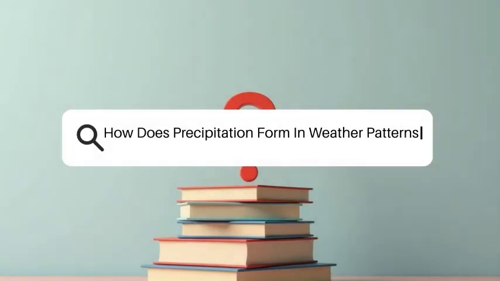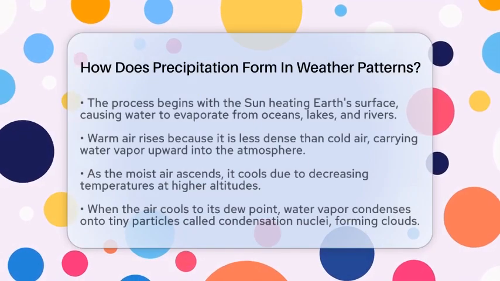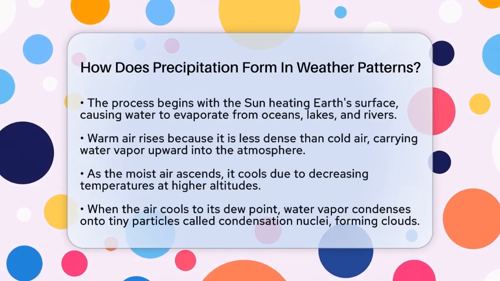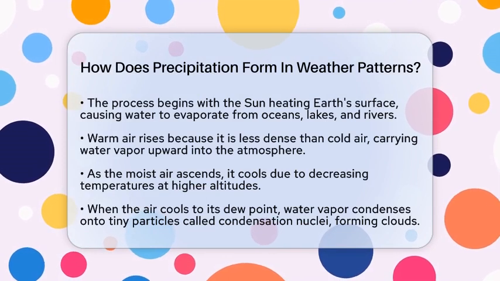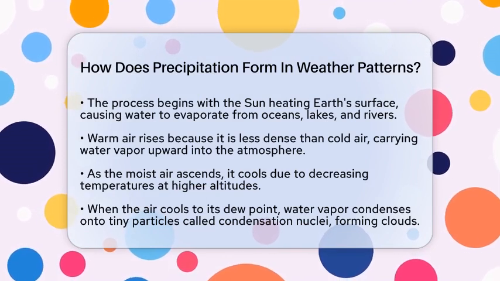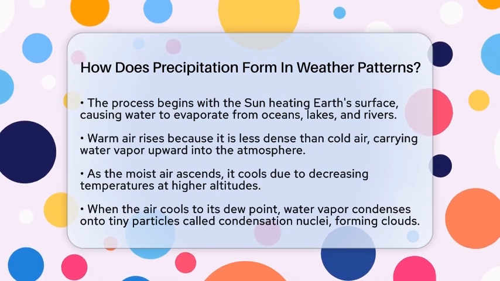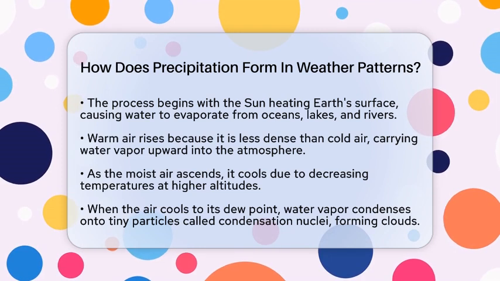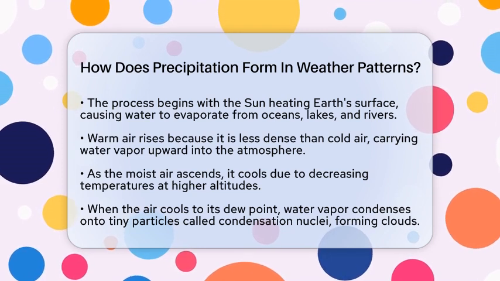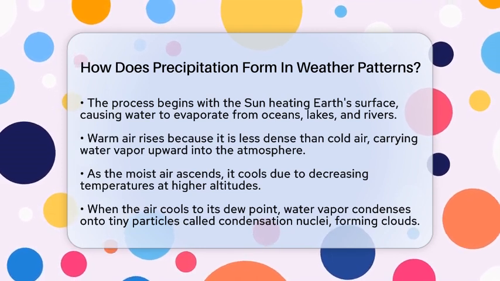How does precipitation form in weather patterns? Imagine a clear sky suddenly turning dark as clouds gather and rain begins to fall. Have you ever wondered how those clouds decide to release water and create rain, snow, or hail? Well, the process behind this is fascinating and rooted in the physical sciences and Earth's natural systems.